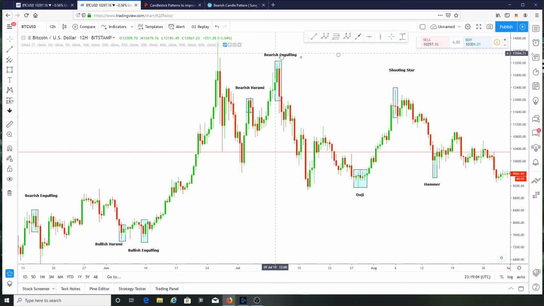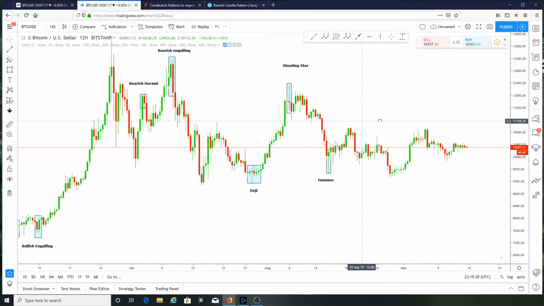So I would have identified that as bearish engulfing. I would have taken my profits and stepped out and then rebought down here when I saw that the selling pressure has eased up, and then maybe sold again off this shooting star. So that's how you can kind of read what these candlestick patterns are.